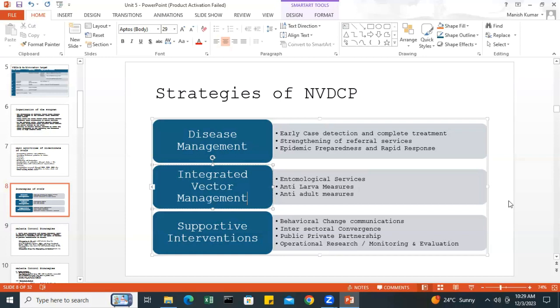So intersectoral convergence means involving municipal corporations, because most of these sites are urban, and as I said previously, these things are happening because of rapid urbanization. Then public-private partnership, where the government or agencies involve private partners like builder associations, private hospitals or NGO partners. So these things are being done under supportive interventions.